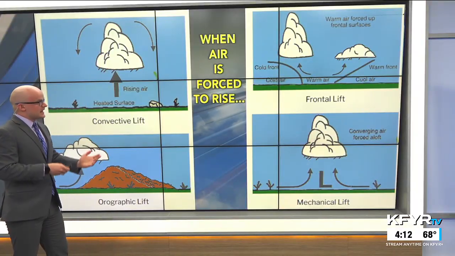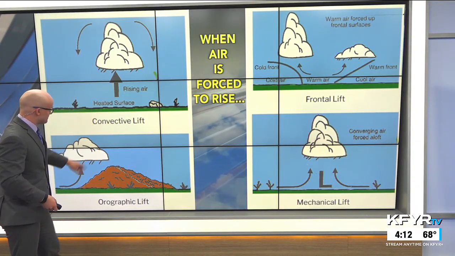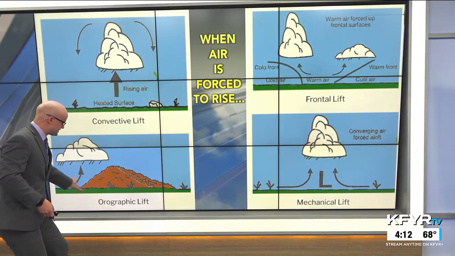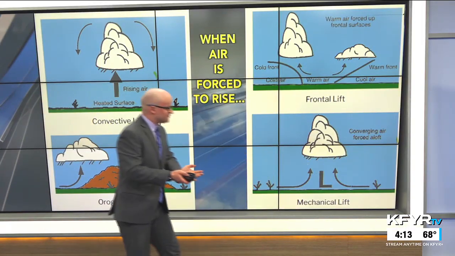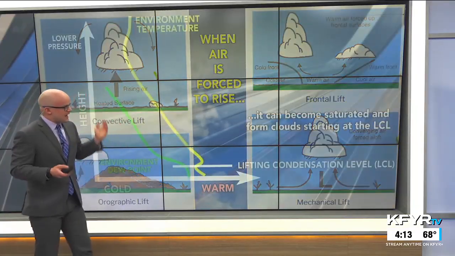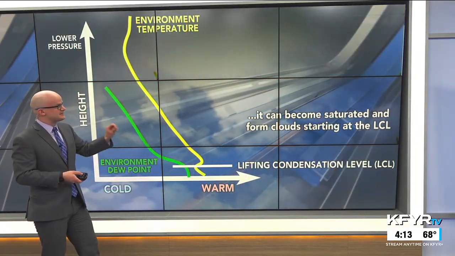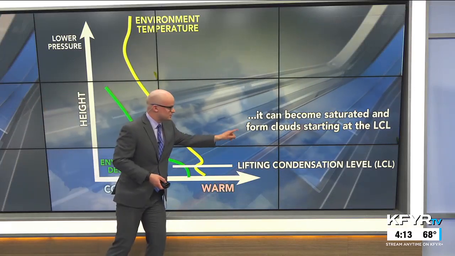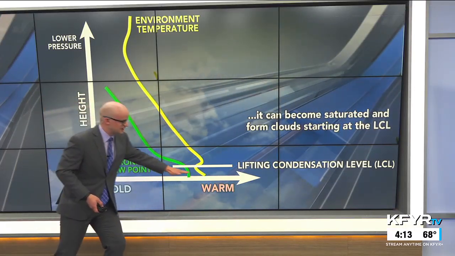So when air is forced to rise initially, and that could be because of convection, because of the heating of the sun, or because of mountains, fronts, or mechanical lift because of convergence, when that air gets that little nudge initially, it can become saturated and form clouds starting at what's called the LCL, or the lifting condensation level.